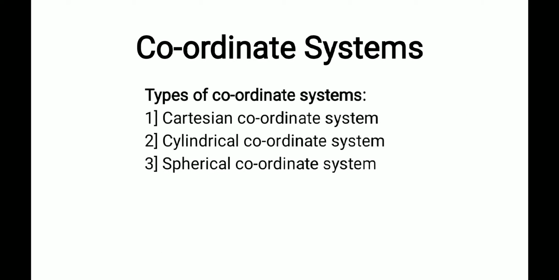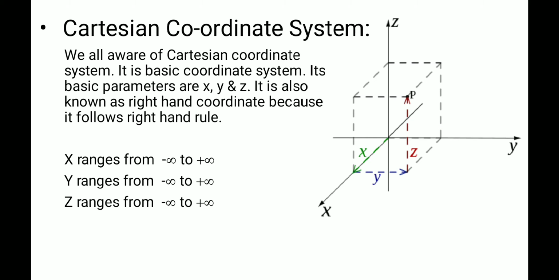Now let's jump to the Cartesian coordinate system. We are all aware of the Cartesian coordinate system. It is a basic coordinate system. Its basic parameters are x, y, and z. It is also known as the rectangular coordinate system and right hand coordinate system because it follows the right hand rule. Now its range covers throughout the space, which is minus infinity to plus infinity.